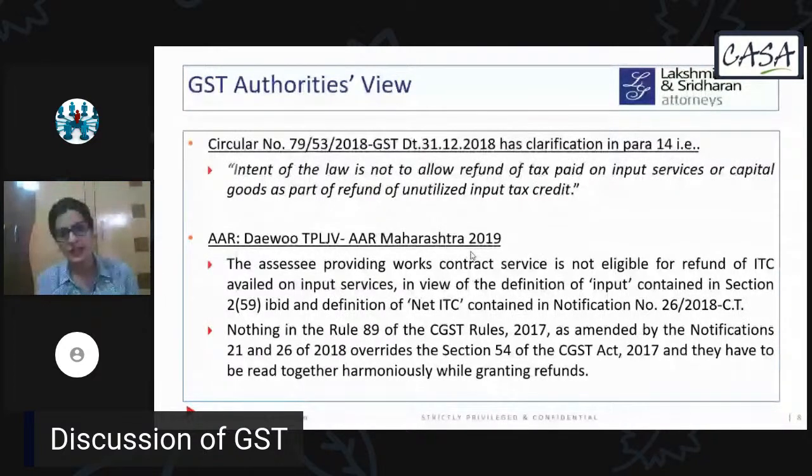So they say that since the intention of law is never to allow you refund related to input services or capital goods, therefore this amendment through notification was made effective, so that the intention of law as well as the rules are both kept at par. This was the view of CBIC, which was clarified through the circular.